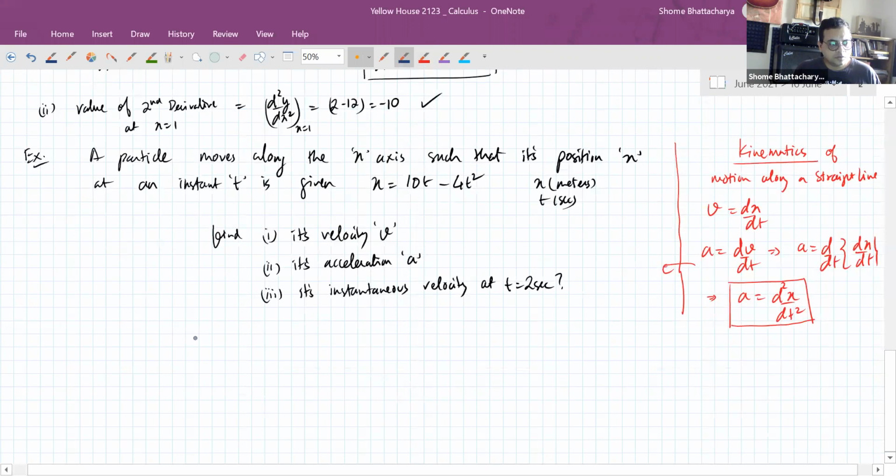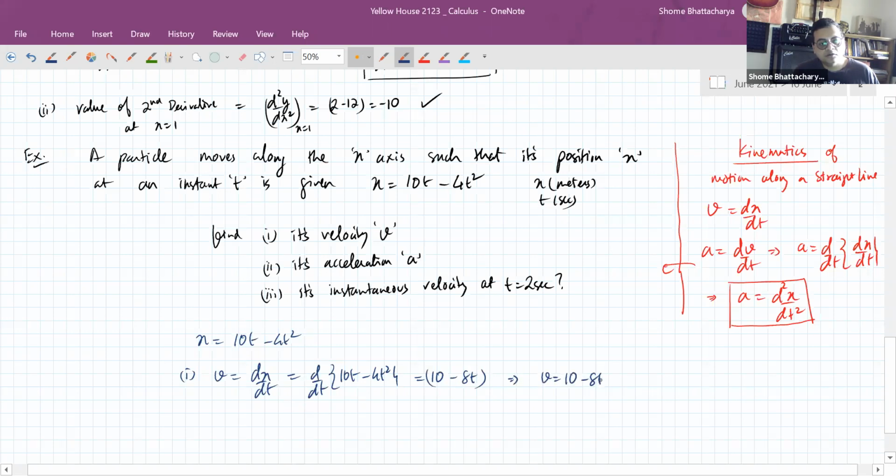So x being 10t - 4t², instantaneous velocity is the instantaneous rate of change, so we just have to differentiate this. But now the variable is t: x is the dependent variable and t is the independent variable, so we are differentiating with respect to time. This is our instantaneous velocity as a function of time, where velocity is in meters per second and time is in seconds. For the second part, our instantaneous acceleration becomes dv/dt, or we can also say it is the second derivative of x with respect to time.